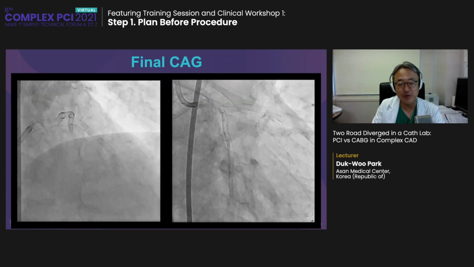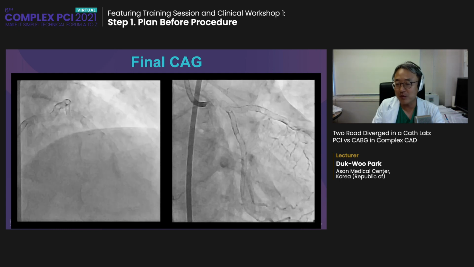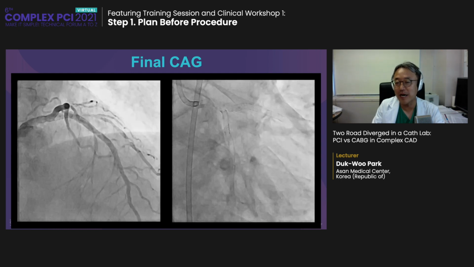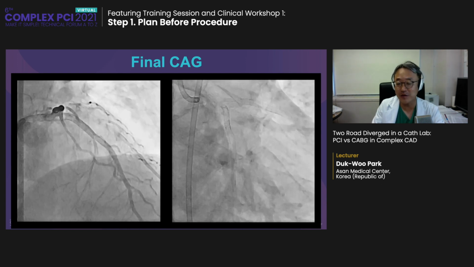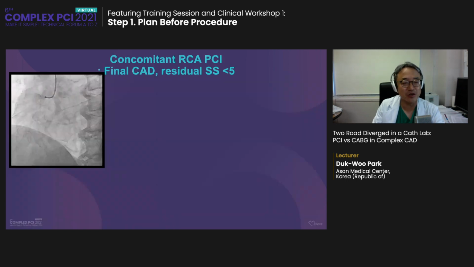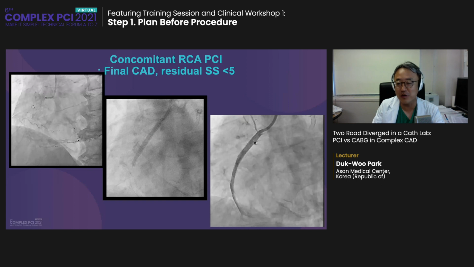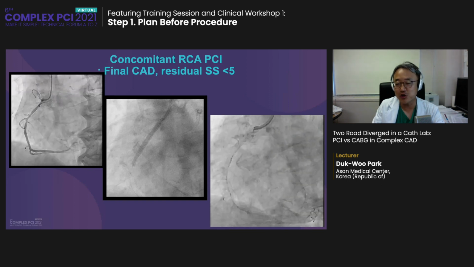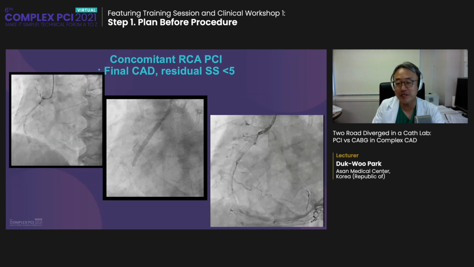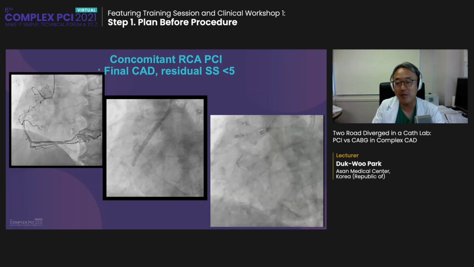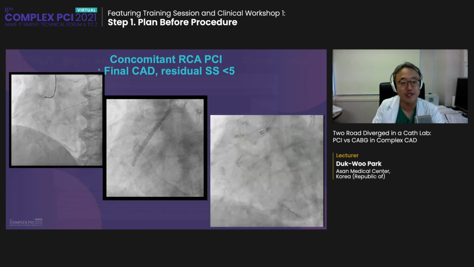In the RAO cranial view, we can see improved blood flow, and the lumen was widely open. In the caudal view, we can see a nearly normal coronary artery, looking like very complete revascularization. In the RCA, we put a direct drug-eluting stent, and this patient was treated well. For every diseased vessel, the residual SYNTAX score was less than 5. This is one very complex patient, 64 years old, relatively young. However, we treated him well with PCI.